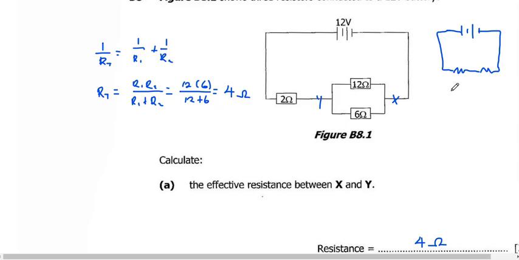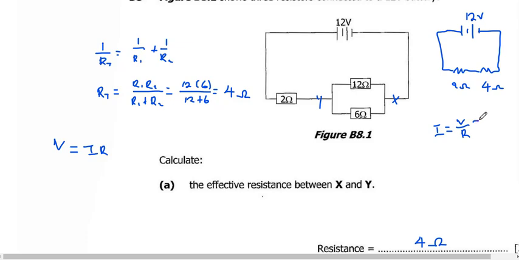So now the question is asking us to find the total current passing through this 12 volt battery, and we have 2 ohms there and we have 4 ohms there. But how do we find current? We should know that current is given by the voltage over resistance. Remember your Ohm's law? Ohm's law is simply given by V = IR. So to find current, we simply say voltage over resistance.